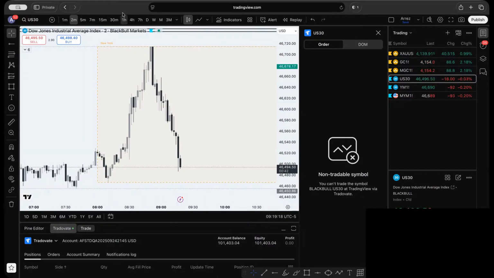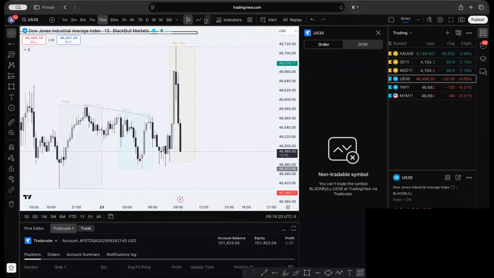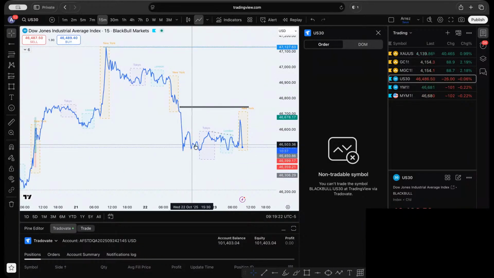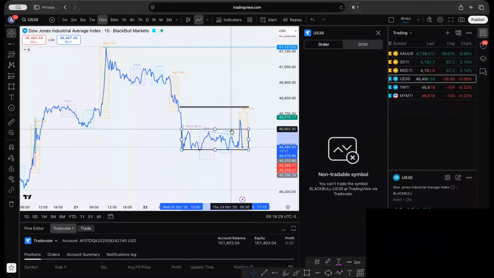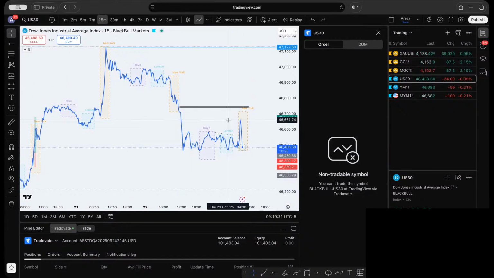So like right here, we are able to see even on the 15-minute on the line chart that all of this in the end of the day is just consolidation. And what price was waiting to do is shoot up and take liquidity before it could go to the downside.